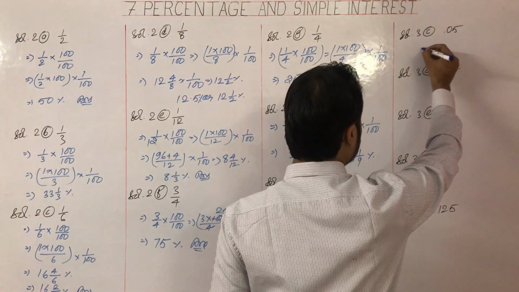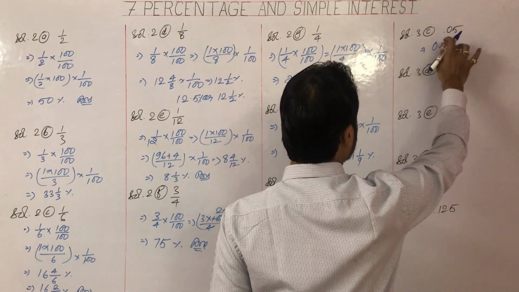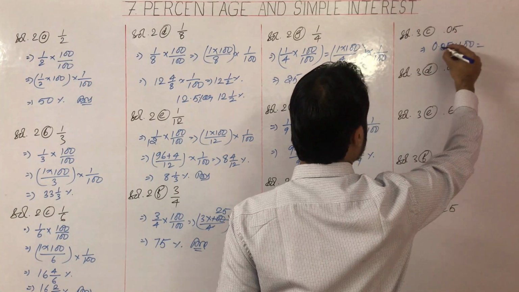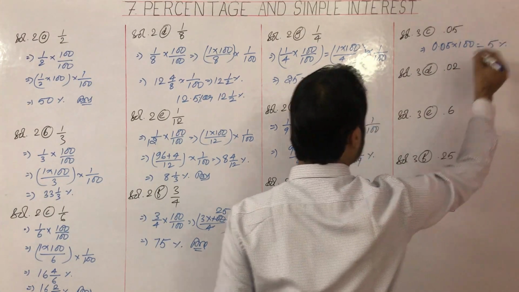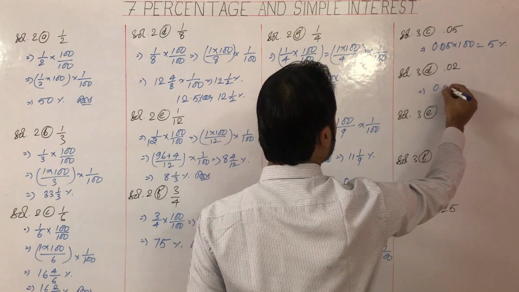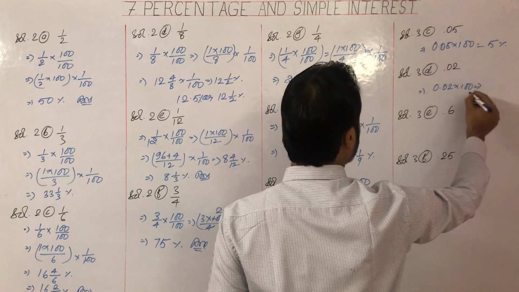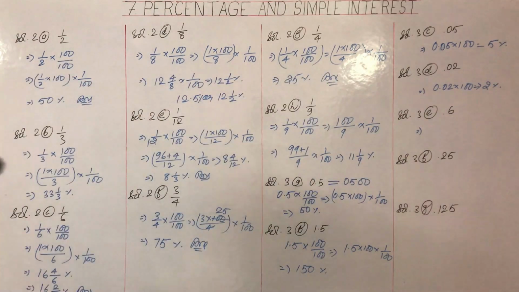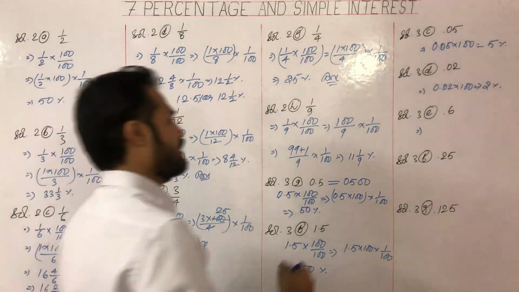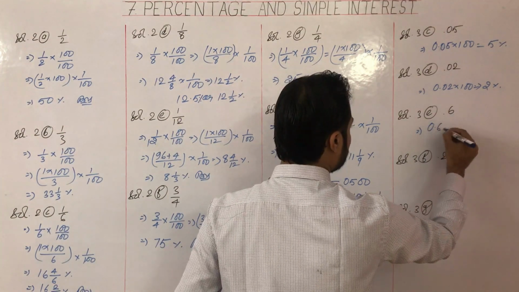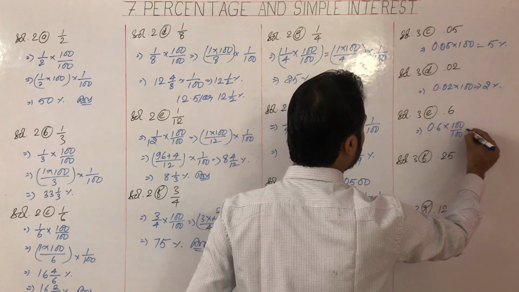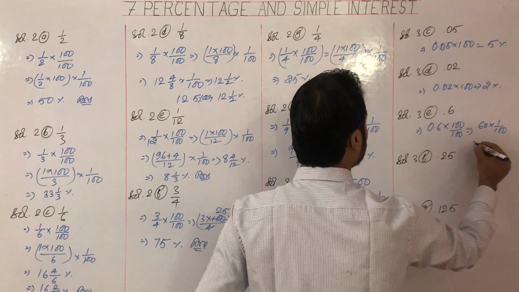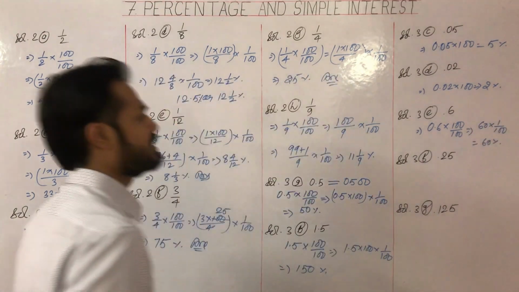Similarly, 0.05. 0.05 means 0.05 into 100. So 5% is the answer. 0.02, 0.02 into 100. Just shift the place of decimal, 2%. 0.6 means 60%. For check, 0.6 means 0.6 into 100 by 100, or we can write 0.6 into 100 is 60 into 1 by 100, so 60% is the answer.